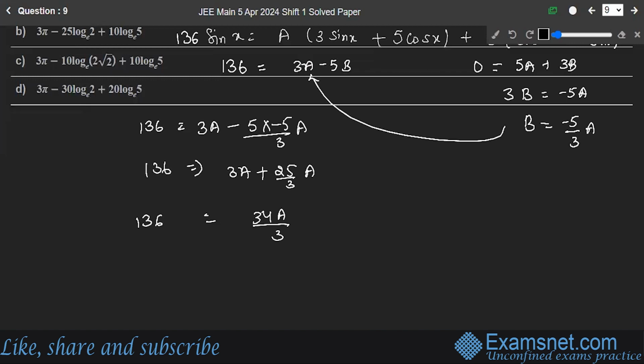This is 136, and a will be given by 136 into 3 upon 34. This will cancel at 4, right? So 12 is the value of a, and b was equal to minus 5 upon 3 into a, which is equal to minus 20. So let's open this up.